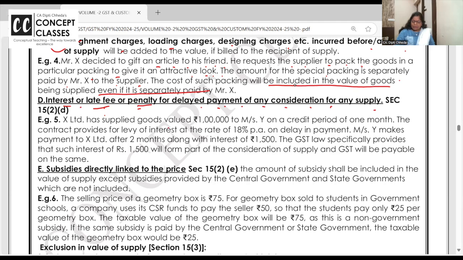X Limited has supplied goods worth 1 lakh to Y on credit. The contract provides for levy of interest and Y makes payment after 2 months. See, we gave you 1 month time, but you paid after 2 months 1 lakh rupees along with interest. Now, GST 18% should be charged on 1 lakh or 1 lakh 1500? 1 lakh 1500. GST law specifically provides for interest. 1500 will form part of the consideration and GST will be payable on the same. Clear to all of you?